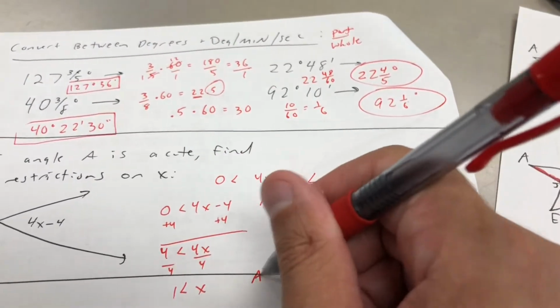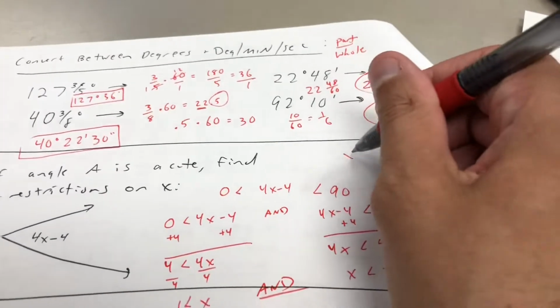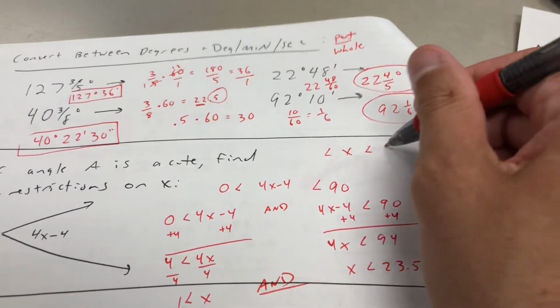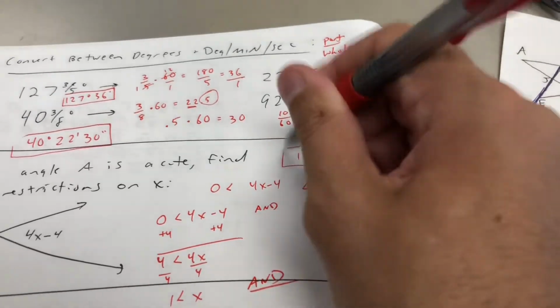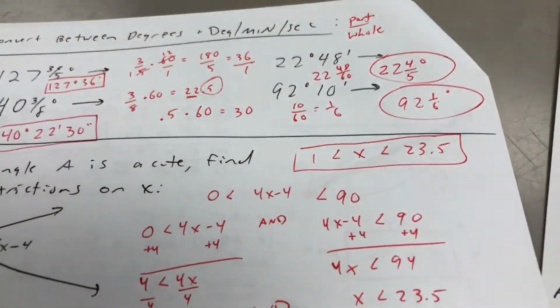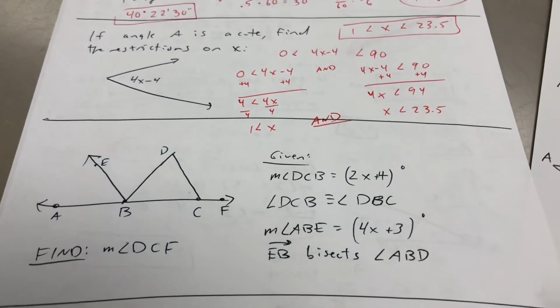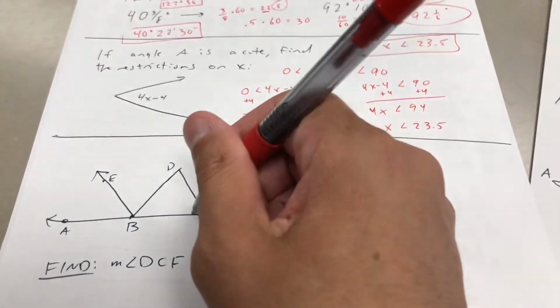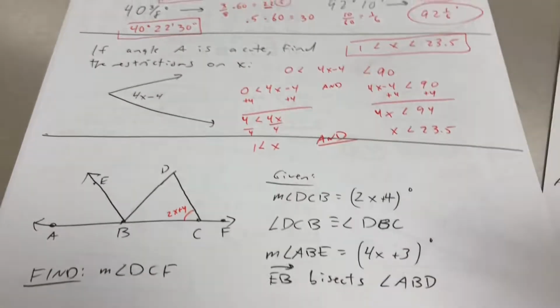X is greater than 1, and it's less than 23.5. Normally, we would say that x is between 23.5 and 1. Probably right in that final form. All right? Next one, DCB, that is this angle right here, measures 2x plus 4 degrees.